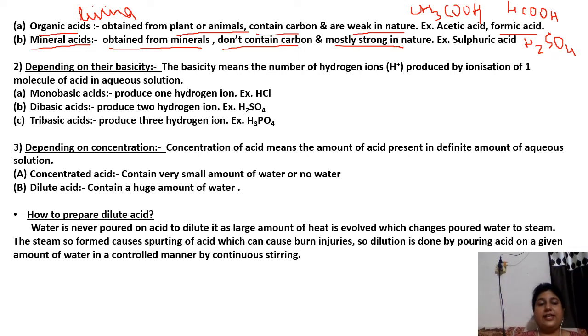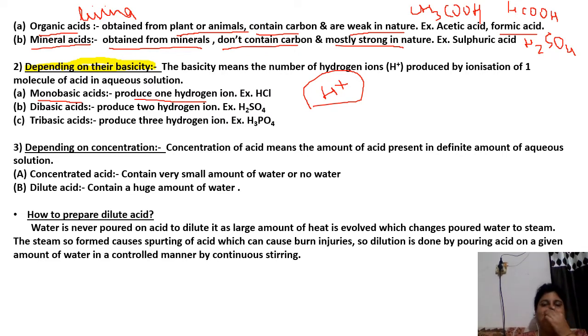The second criteria for the division of classification is their basicity. Basicity means the number of hydrogen ions produced by any acid. Means when we dissolve any acid in water, तो कितने H ion produce होंगे, that is its basicity. For example, the first one is monobasic acid. Monobasic acid means the substance which produces one hydrogen ion.